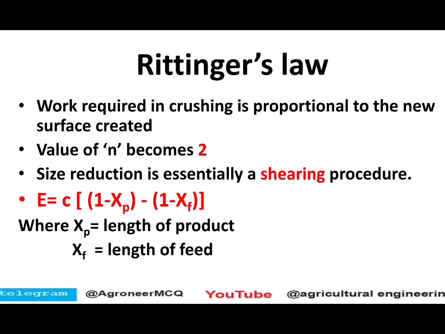In Rittinger's law, the work required in crushing is proportional to the new surface created. Value of n becomes 2. Size reduction is essentially a shearing procedure. E is equal to C in bracket 1 by xp minus 1 by xf, where xp is length of product and xf is length of feed.